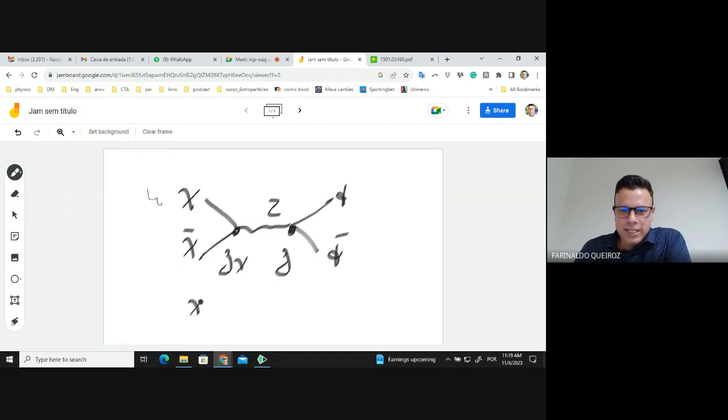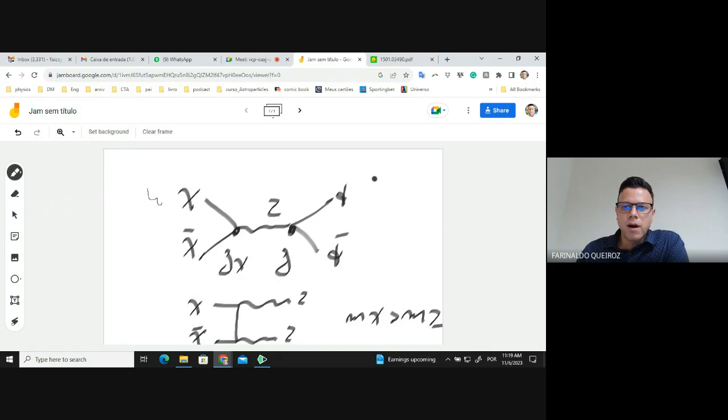Okay, then I can still write here. Chi bar. I can still have this diagram: chi bar, chi bar to Z, Z. So this process here will happen if M chi is larger than MZ, right? And this process will happen as long as M chi is larger than M f. So look, if the couplings are the same, this is g chi and g.